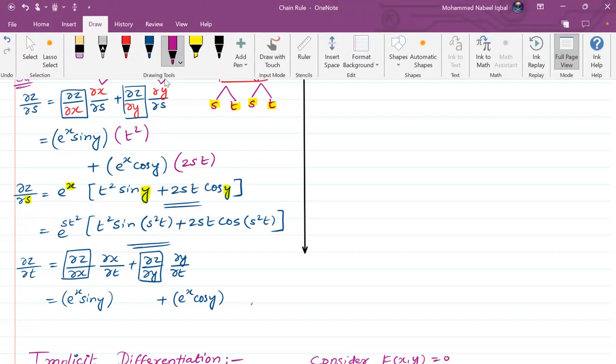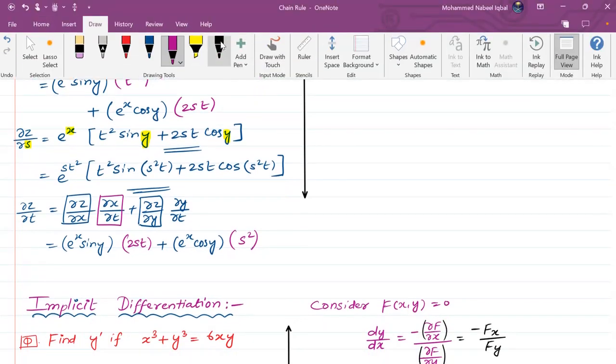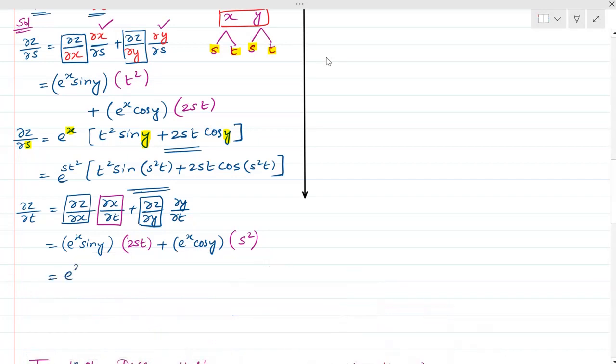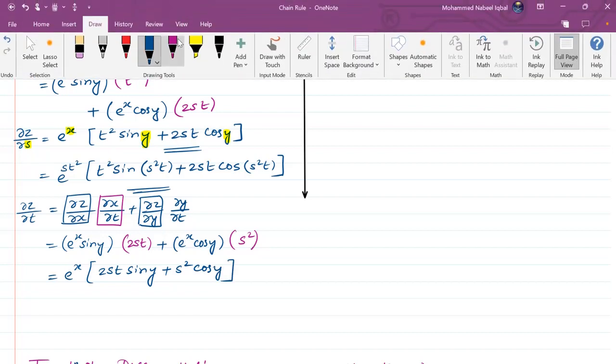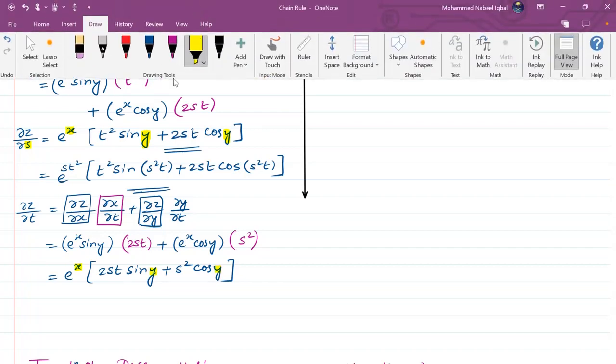Now the next part, with respect to t. When you differentiate x with respect to t, it is 2st. When you differentiate y with respect to t, it is s square. Now here also you have to replace x and y after taking the common factor. So what is common? e power x is common. You will get 2st sine y plus s square cosine y. Now replace x and y. You have to replace the values. So what is the value here?